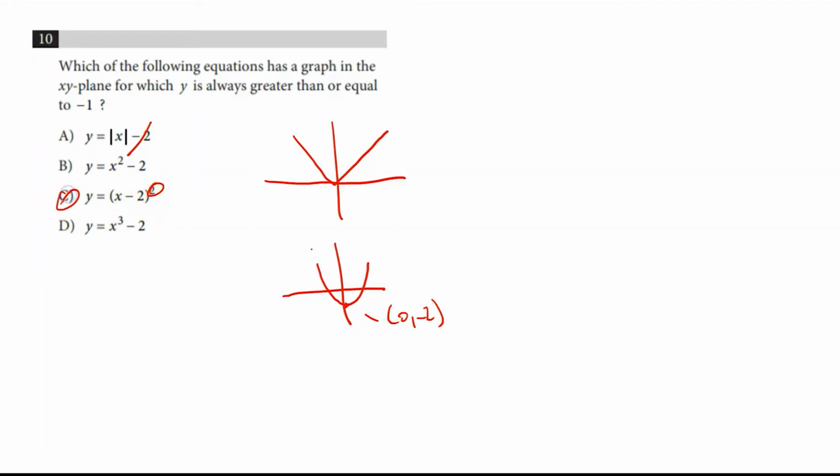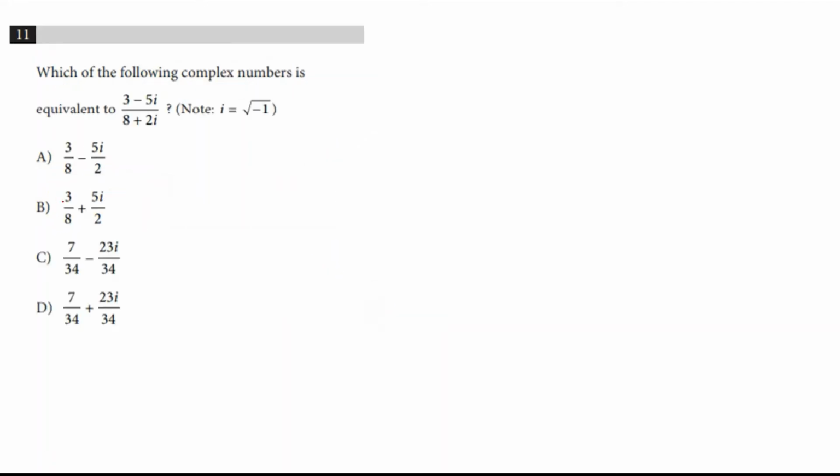So C is correct. So we're given a complex number, and we are trying to find the one that is equivalent. So, like always with complex numbers, we multiply by the conjugate of the denominator.